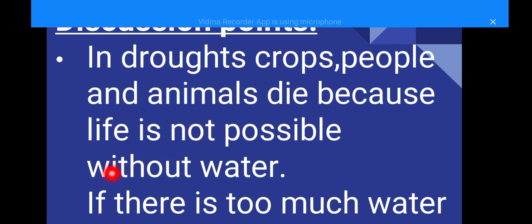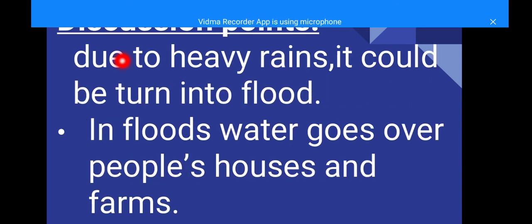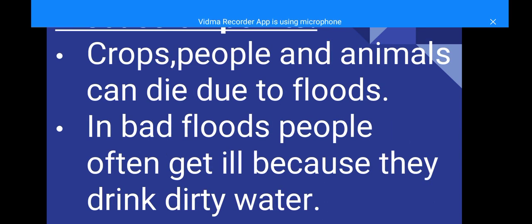The next point is that if there is too much water due to heavy rains, it could turn into floods. If there are very heavy rains and we have too much water, then it could turn into a flood. In floods, water goes over people's houses and farms and can destroy all kinds of things, the houses, the farms, the fields, everything, and it's a total disaster.